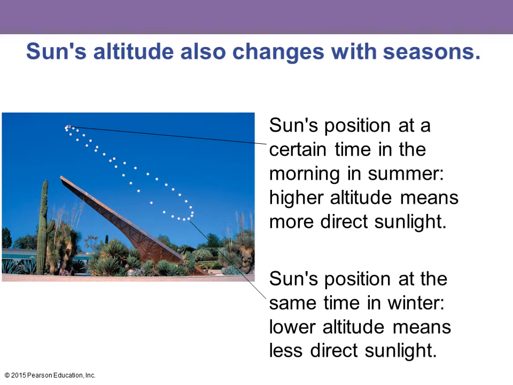So what happens over a year's time? Well, the sun's altitude will change with the seasons. We know that in the wintertime, the sun is not only going to be lower in altitude at noon, it's also not going to be above the horizon as long as it might be in the summertime. And that's what this photograph is showing.